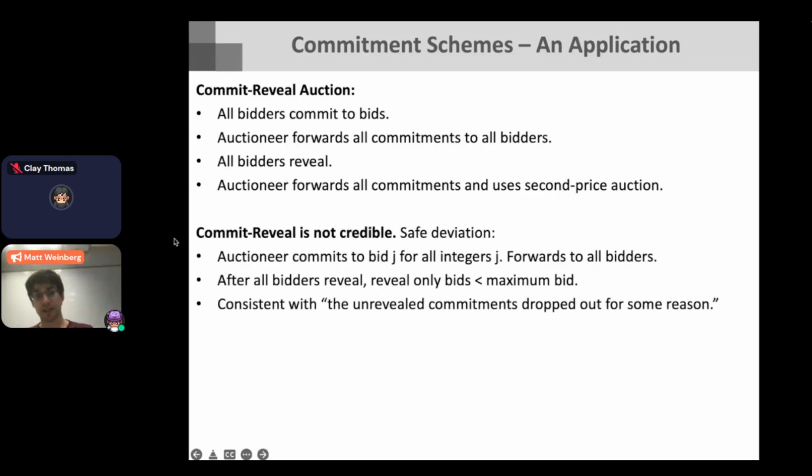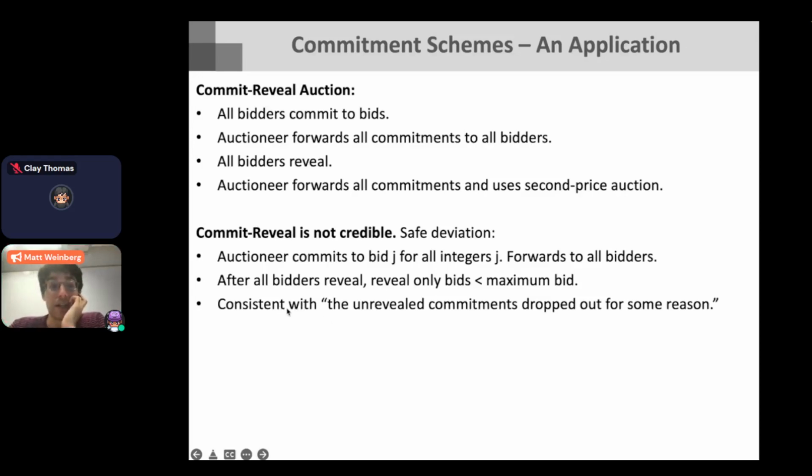And this is actually not credible. Okay, so why is it not credible? Well, here's a safe deviation for the auctioneer. The auctioneer can commit to bid J for all integers J. So they can make lots of commitments. Forget integers, they can do it for lots of numbers. And they forward these commitments to all the bidders. So they're still submitting a bunch of fake bids. And after all bidders reveal, they say, okay, I see that the highest bid was 15. And I'm just not going to reveal any of the bids that were bigger than 15. I'll reveal all the ones that were smaller.